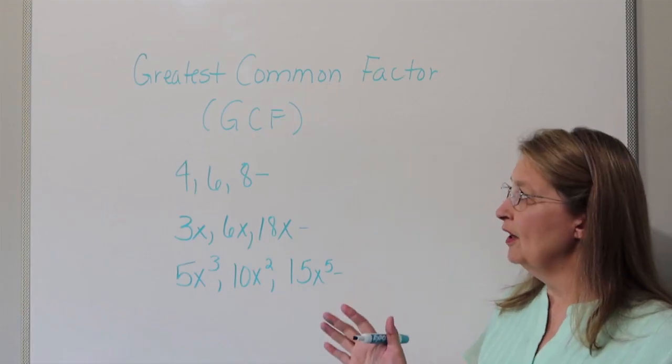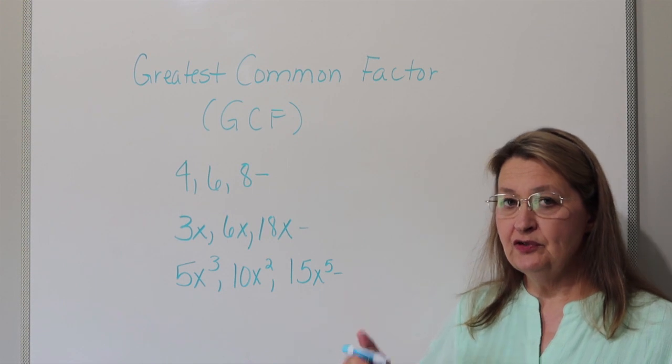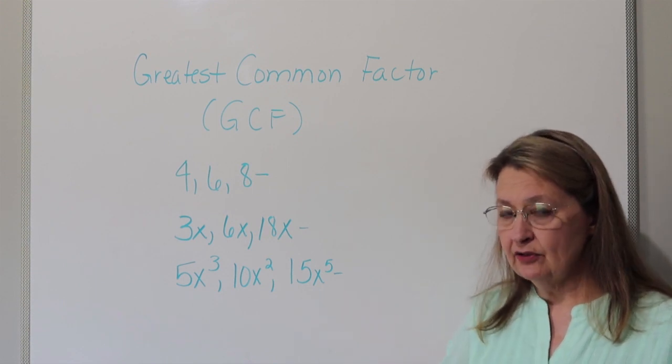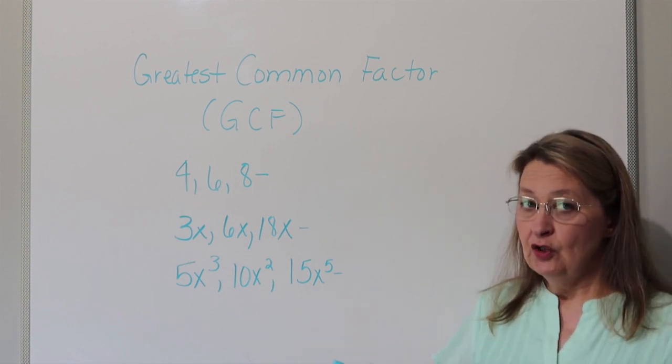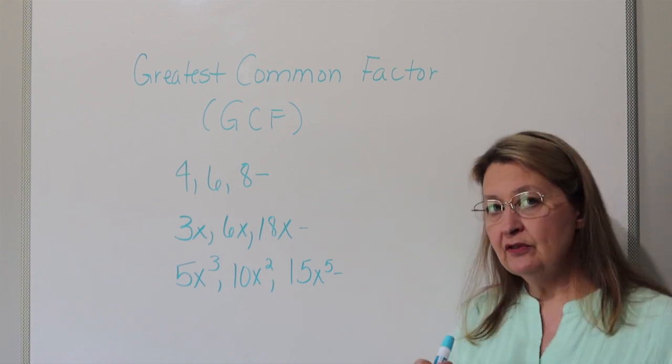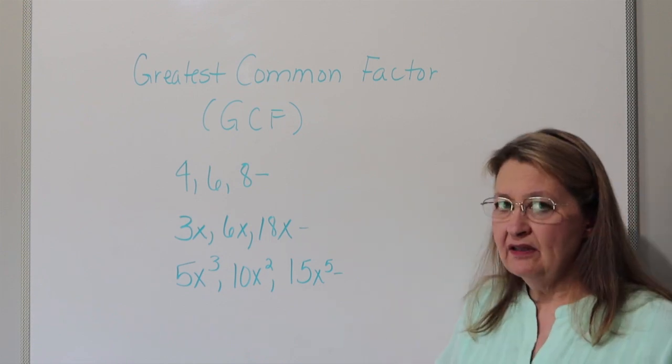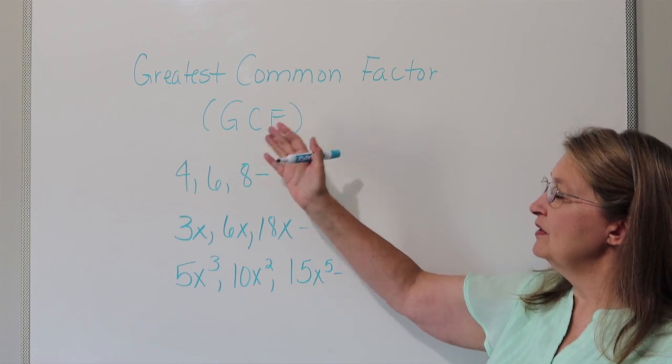When we factor polynomials, the very first step is going to be to take out any greatest common factor. That's always your first step. You won't always have one, but you always need to look for one. So what is a greatest common factor? Well, it's exactly what it says.